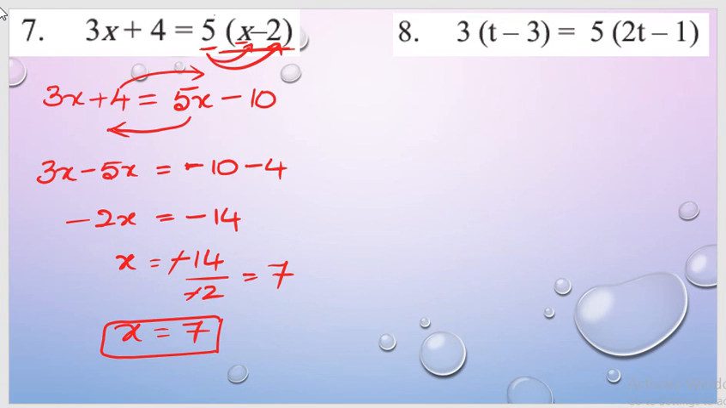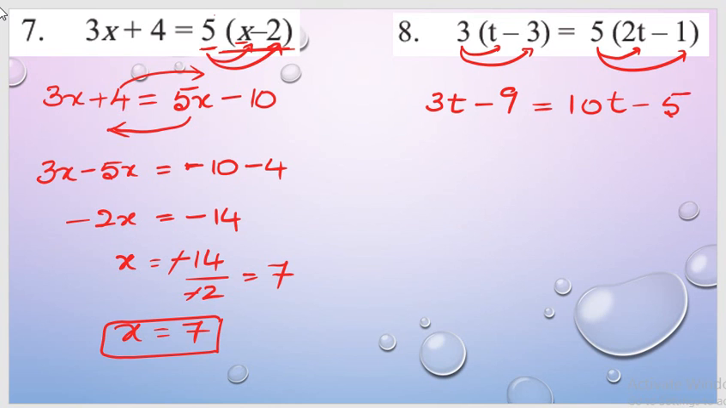Here we are having 2 brackets, right? So individually we need to do it. So 3 into t, 3 into minus 3. The same way 5 into 2t, 5 into minus 1. Then what am I going to get? First of all 3t minus, 3 into 3 is nothing but 9, which is equal to 5 2s are 10t minus 5 1s are 5.